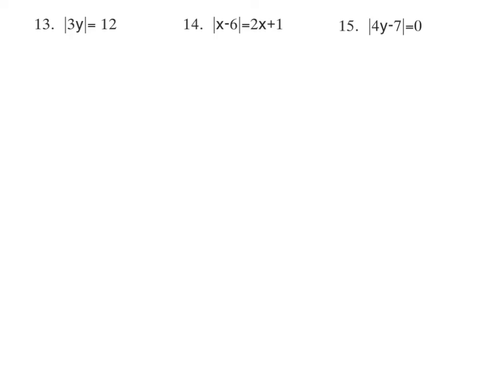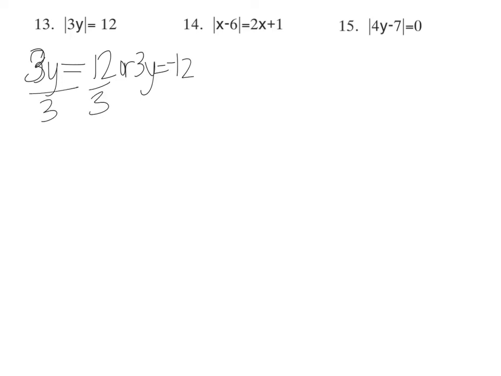All right, and we are now to the last three problems. The absolute value of 3y is equal to 12. So we have two equations. 3y can equal 12, or 3y could be negative 12. And when you divide by 3, we get y equals 4, or divide by 3, y equals negative 4.